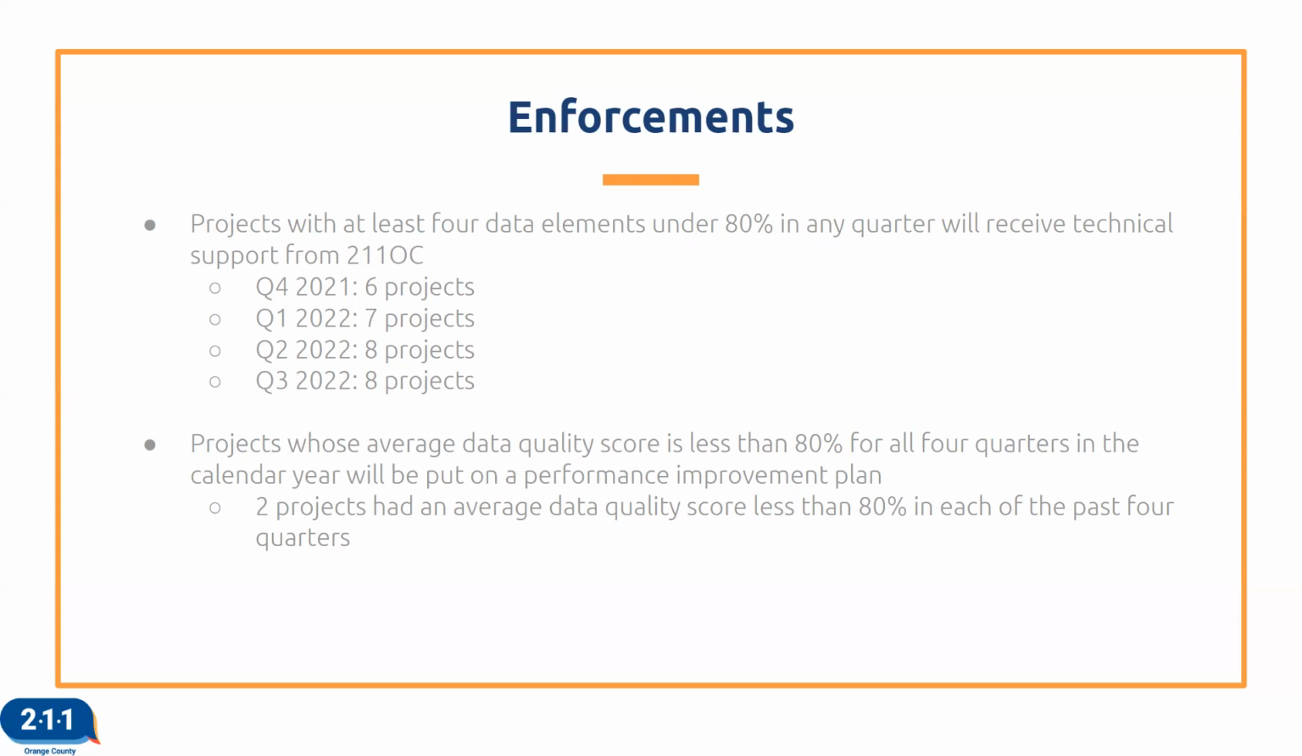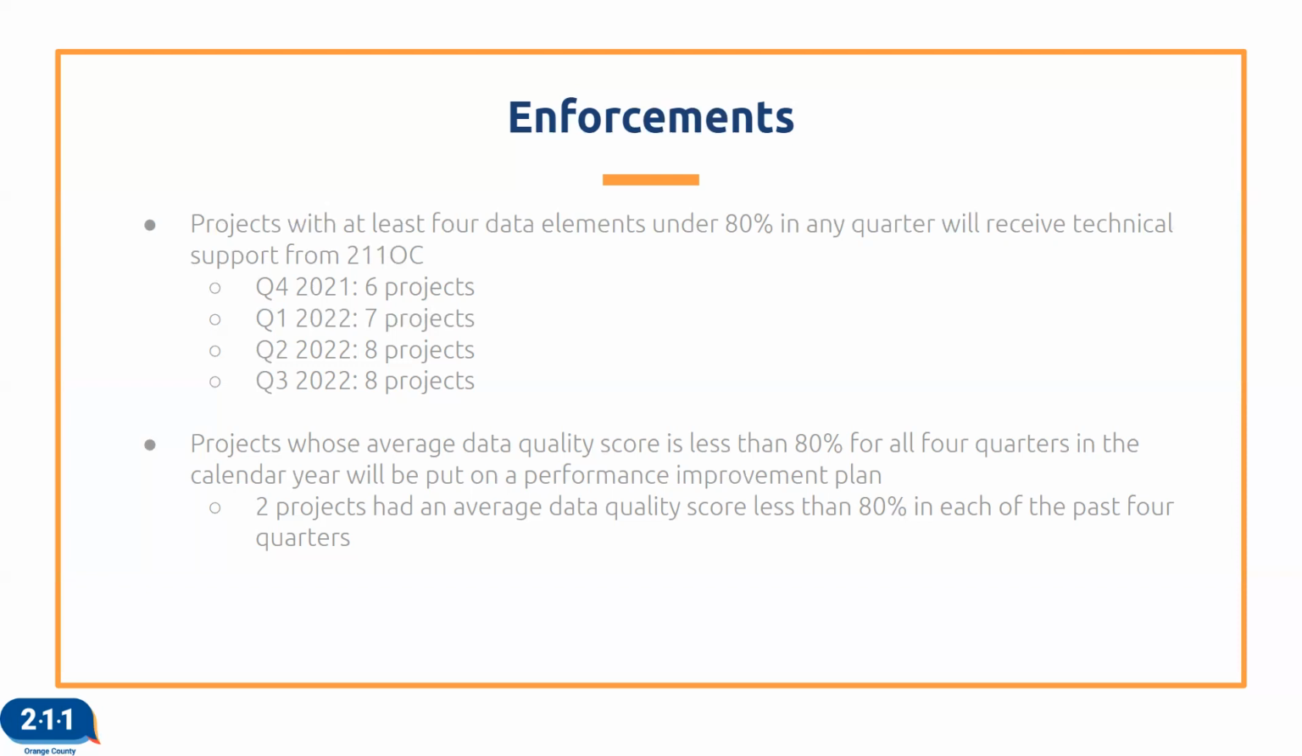So first, projects with at least 4 data elements under 80% in a quarter will receive technical support from 2-1-1 Orange County. And just to give a sense of what that would look like, over the last 4 quarters, there were between 6 and 8 projects a quarter that would fall into that category. So it would just be 2-1-1 reaching out to the agencies with those projects and talking through with them the data elements that they're having problems with.